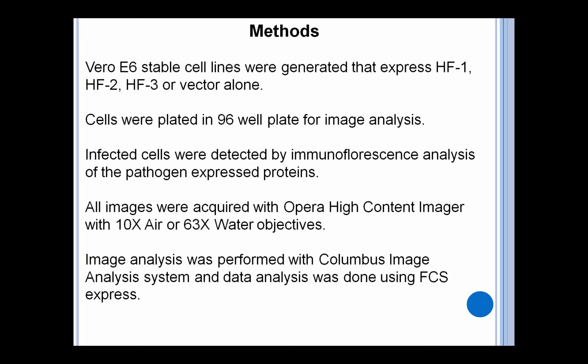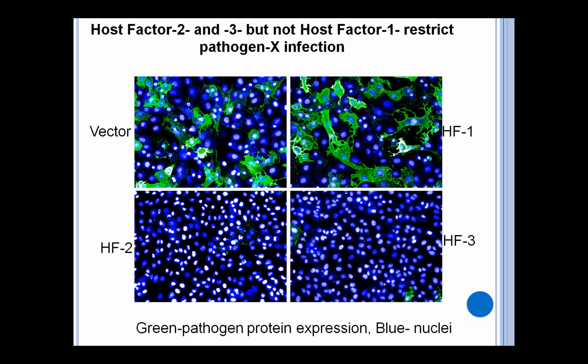So in this figure, you see the Vero cell lines expressing either the vector alone or the host factors were infected with the pathogen. On the top left panel, you see the cells expressing vector alone are infected nicely with the pathogen. So do the cells expressing HF1. But the cells which are expressing either HF2 or 3 are not infected with the pathogen. This shows that the cells which are expressing HF2 or 3 are restricting the pathogen infectivity.